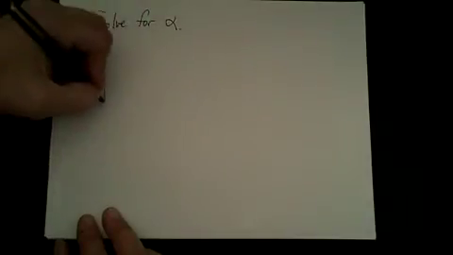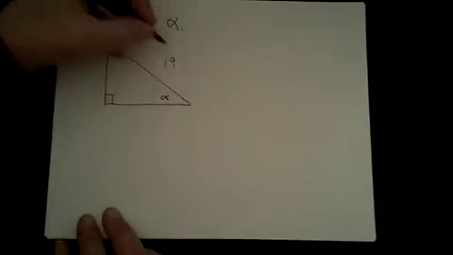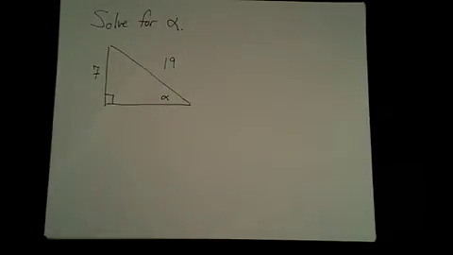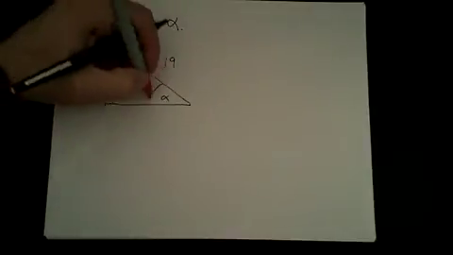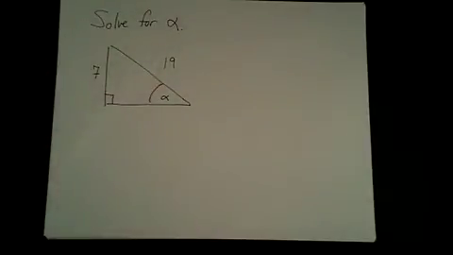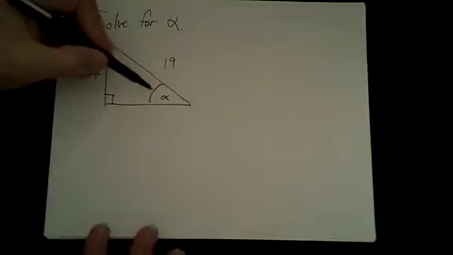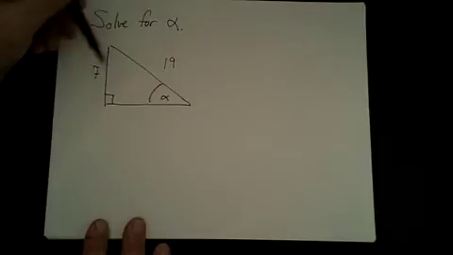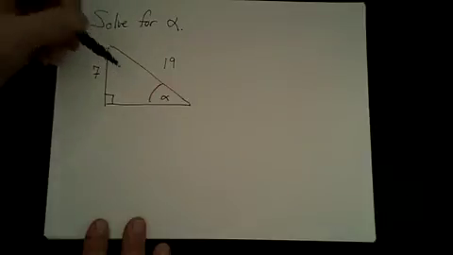So let's look at a problem. Let's solve for alpha in this problem. Let's say this is alpha, and this is 19, and that side is 7. The first thing you need to do is decide if you're going to use sine, cosine, or tangent. Since it's a right triangle, you know it's a SOHCAHTOA problem. If this is the angle we're interested in, this is called the opposite side, and this is the adjacent.